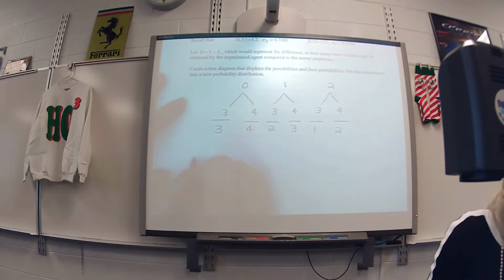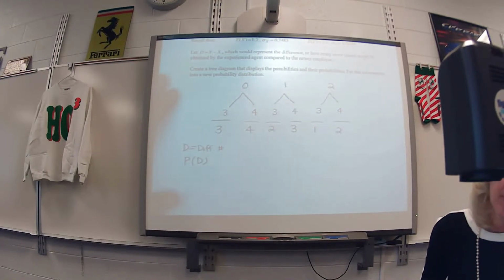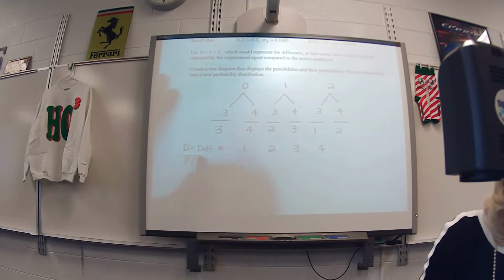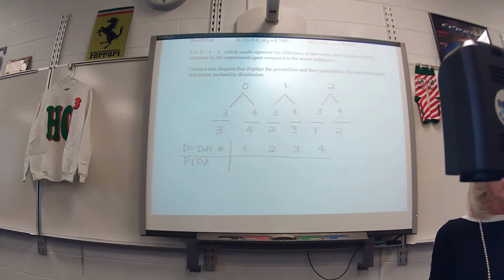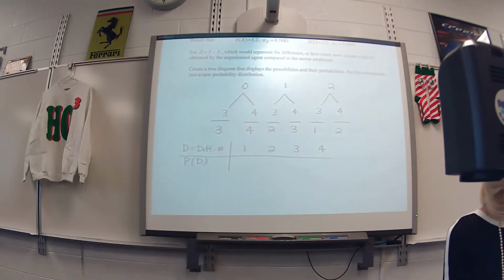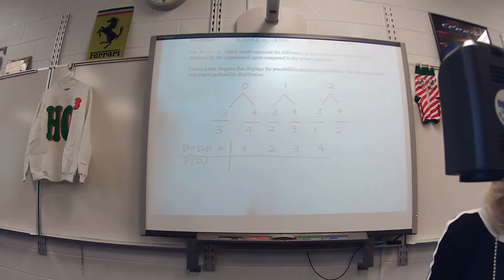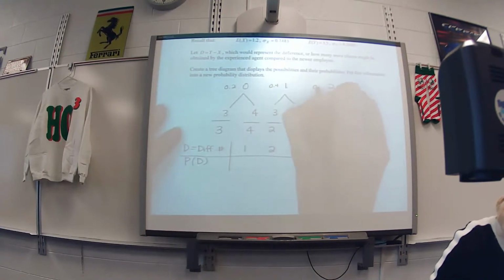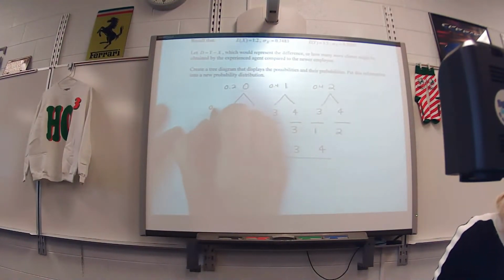So now when I set up my probability distribution, this is now going to be called D, which is the difference in the number of clients. And the difference could be as small as 1. It could be a difference of 2, a difference of 3, or a difference of 4. And you would still have your same probabilities. Remember, this was 0.2, 0.4, 0.4, and these were all 0.5s.